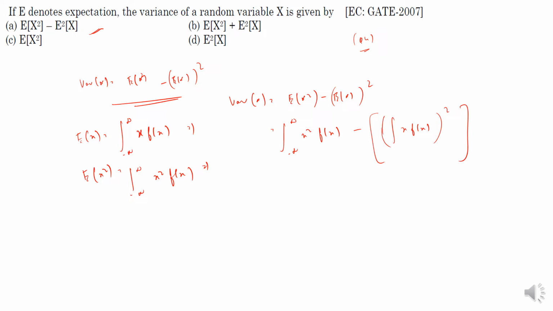Right? So this is the thing. This is a very important question, and this will be asked. This is a standard definition. Variance is E of x square minus E of x whole square. And expectation is x into f of x. I hope this is well understood. This is a straightforward question.